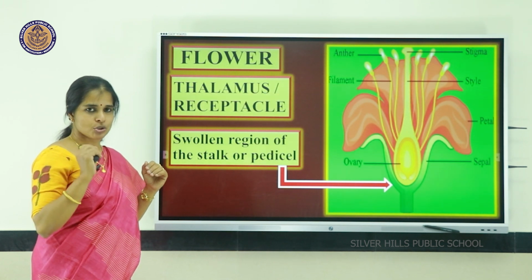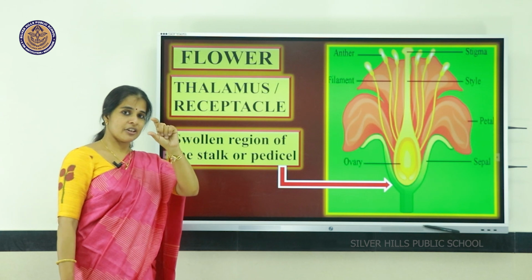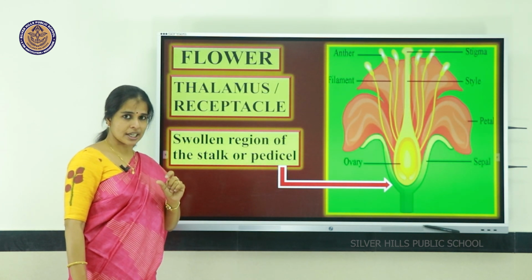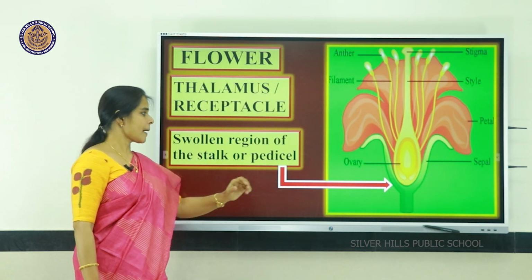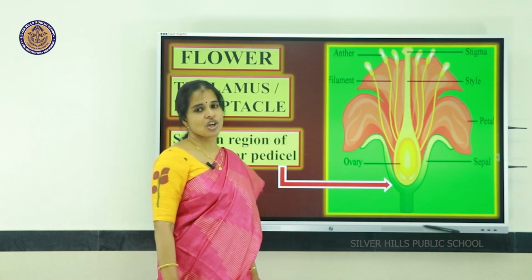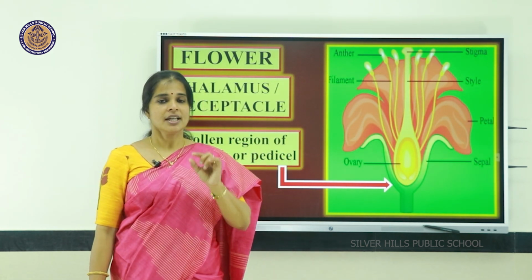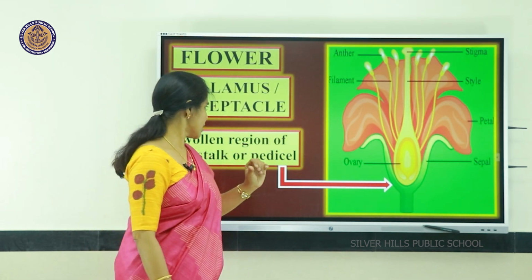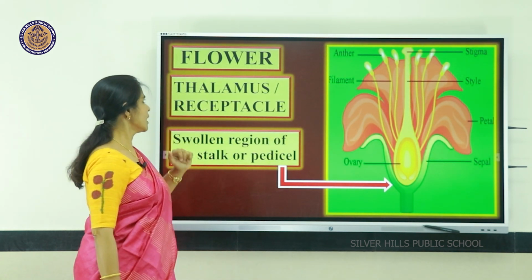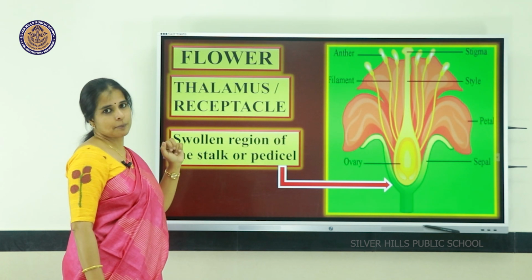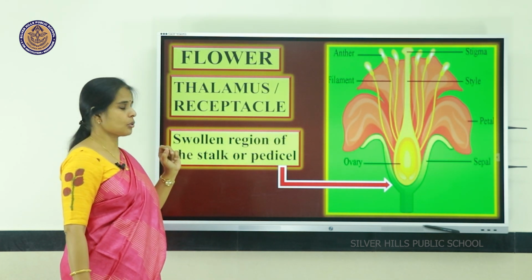So, before moving to the parts of the flower, first let us learn. Whenever a flower is present on a plant, this flower is attached to the plant by a stalk part which we call pedicel. So, that is the attachment part. Just above the attachment part, there is a swollen region from where all the floral parts are arising, all the floral parts are originating.